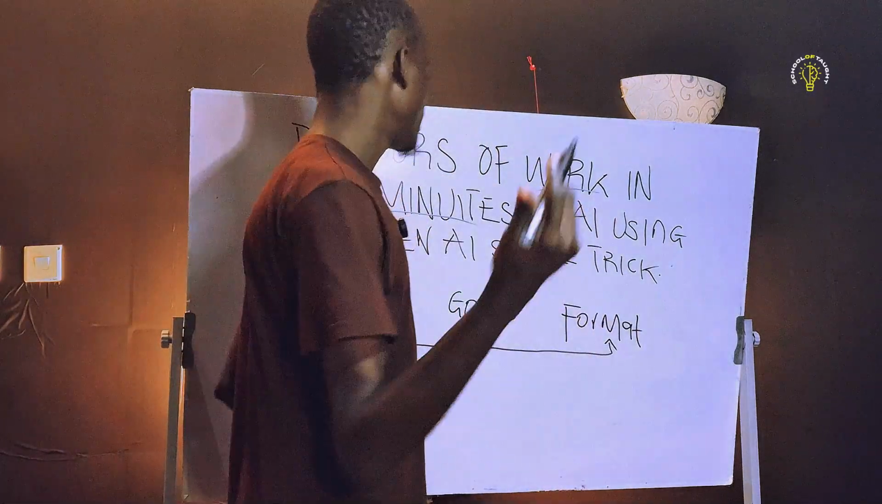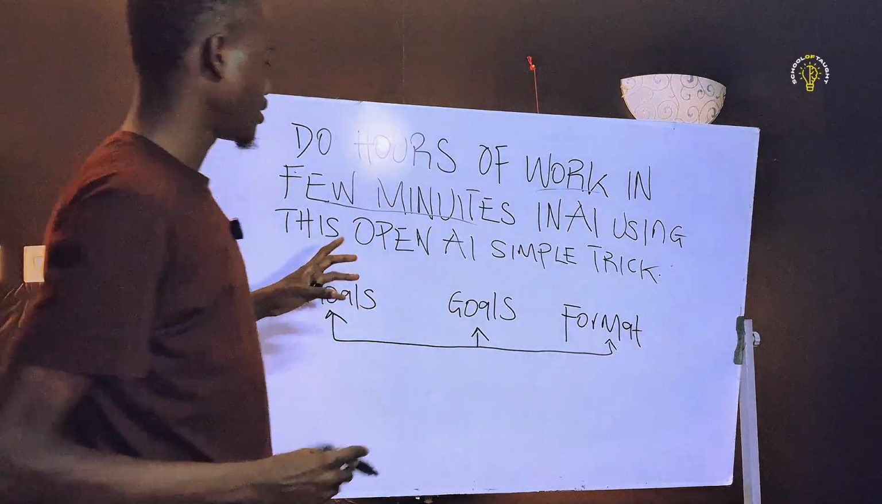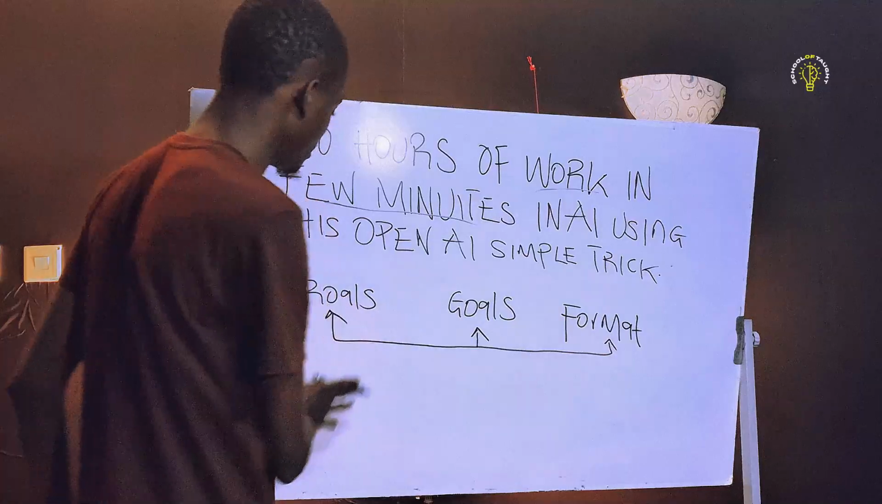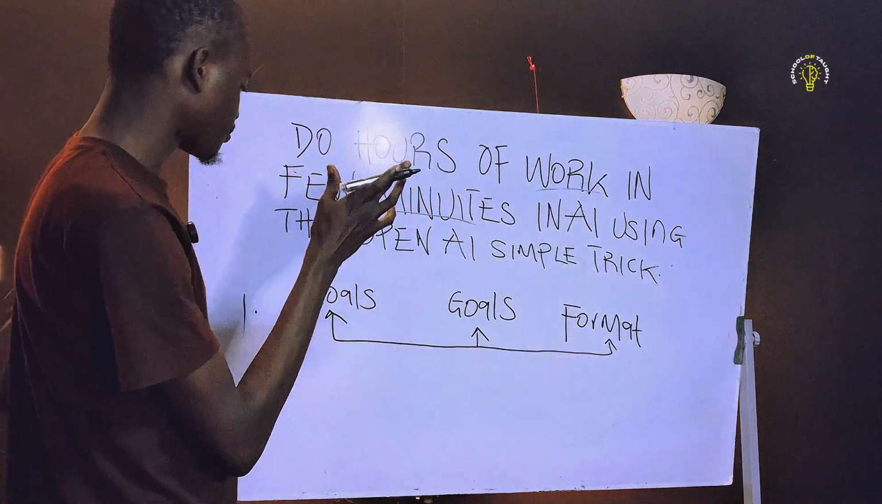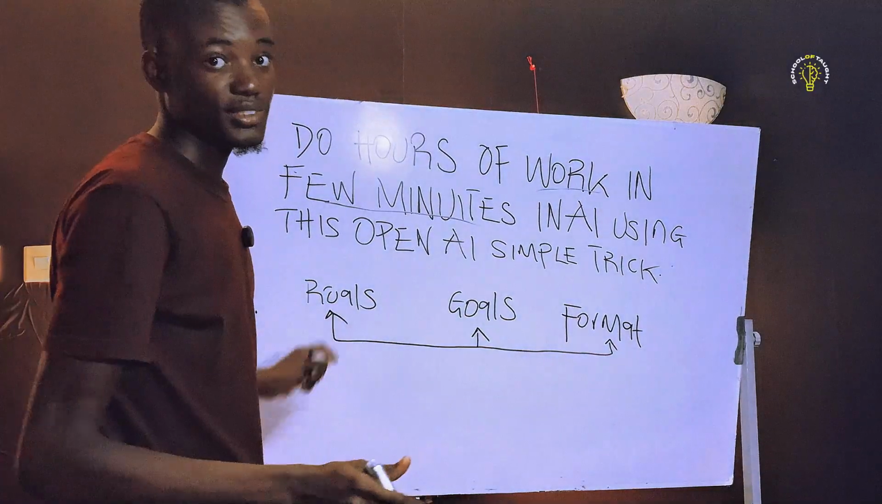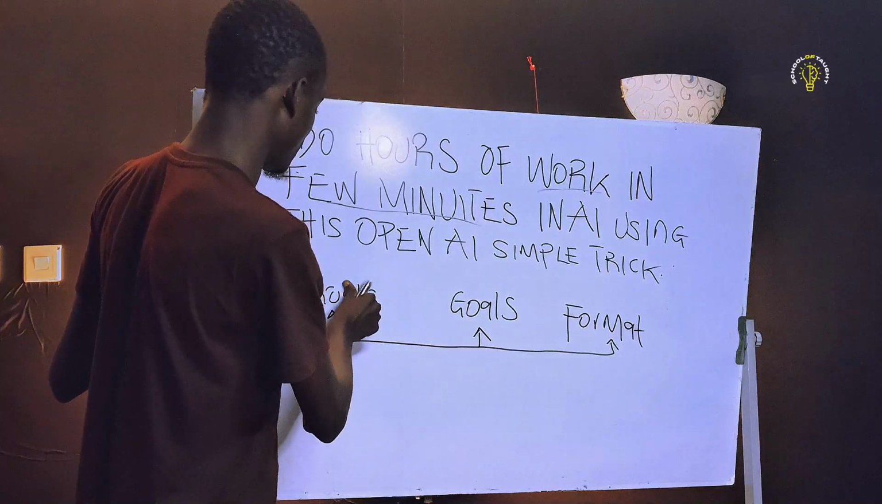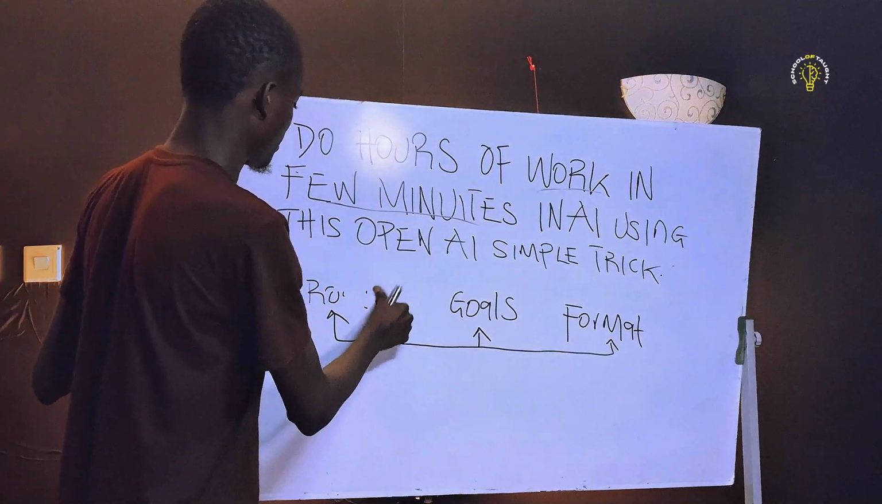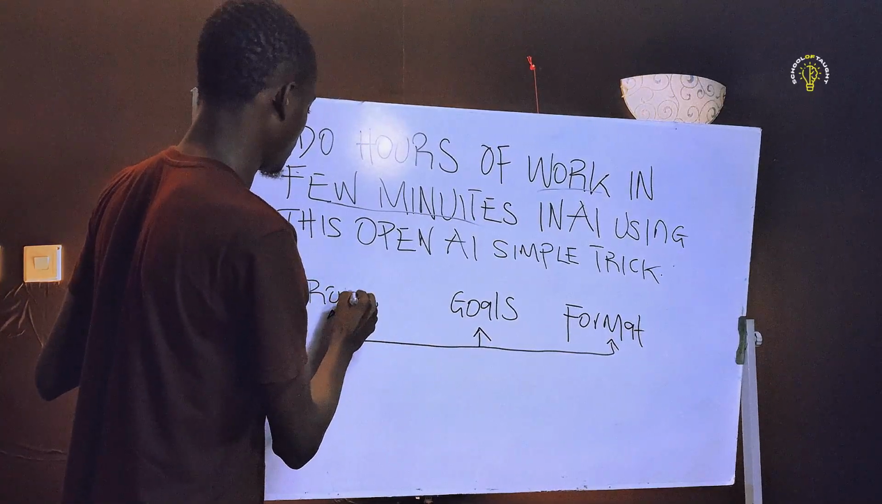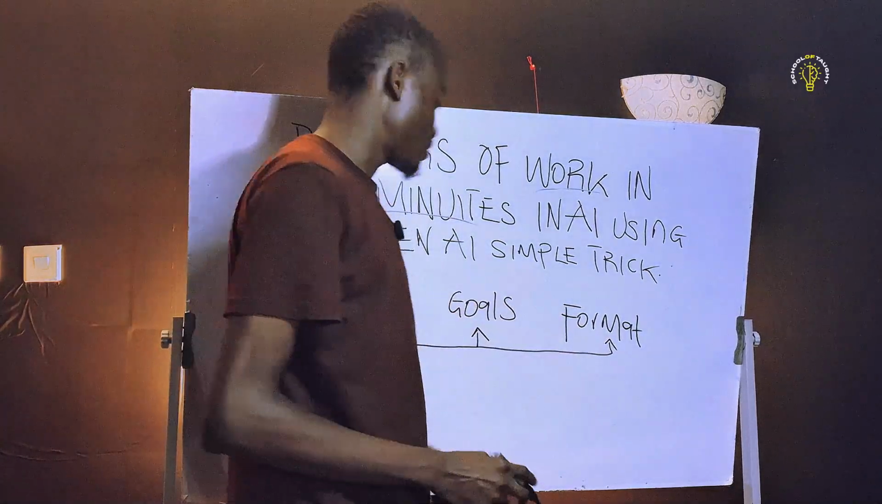So that's why I broke the first part down into these three categories. Sorry, this is not supposed to be roots, it's roles. You're going to use the roles, goals format for the first stage.